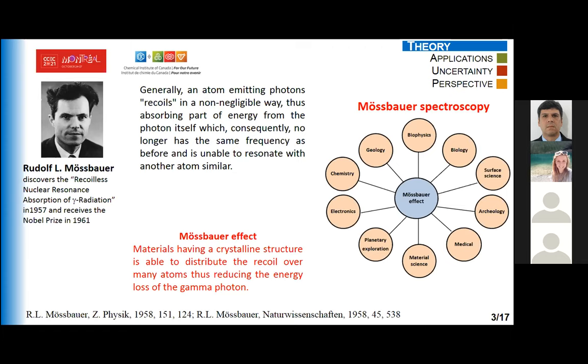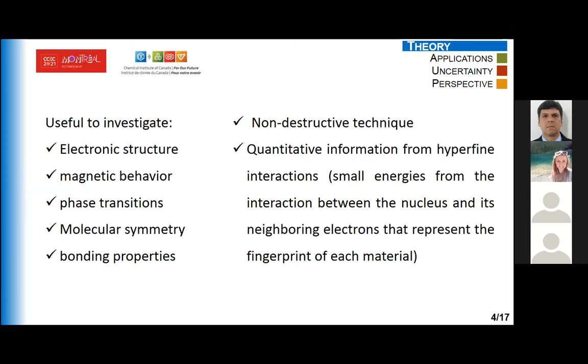Mossbauer observed that if the material has a crystalline structure able to distribute the recoil over many atoms, it reduces the energy loss of the gamma photons, and this effect was called the Mossbauer effect. Very soon it became the principle of a new spectroscopy called Mossbauer spectroscopy that finds applications in many fields, from biophysics, biology, medicine, and so on. By this spectroscopy, it's possible to obtain information on electric structure, magnetic behavior, phase transition, molecular symmetry, and bonding properties of materials having active nuclides.